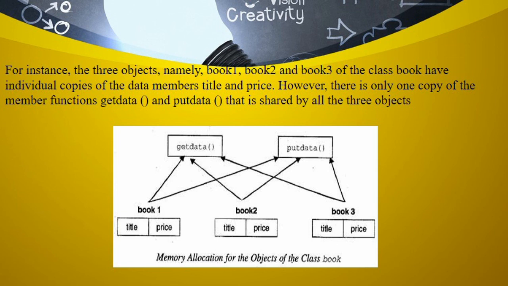Another example for memory allocation of objects. The 3 objects, namely book1, book2 and book3 of the class book, have individual copies of the data members, title and price. However, there is only one copy of the member functions getData and putData, shared by all the 3 objects.